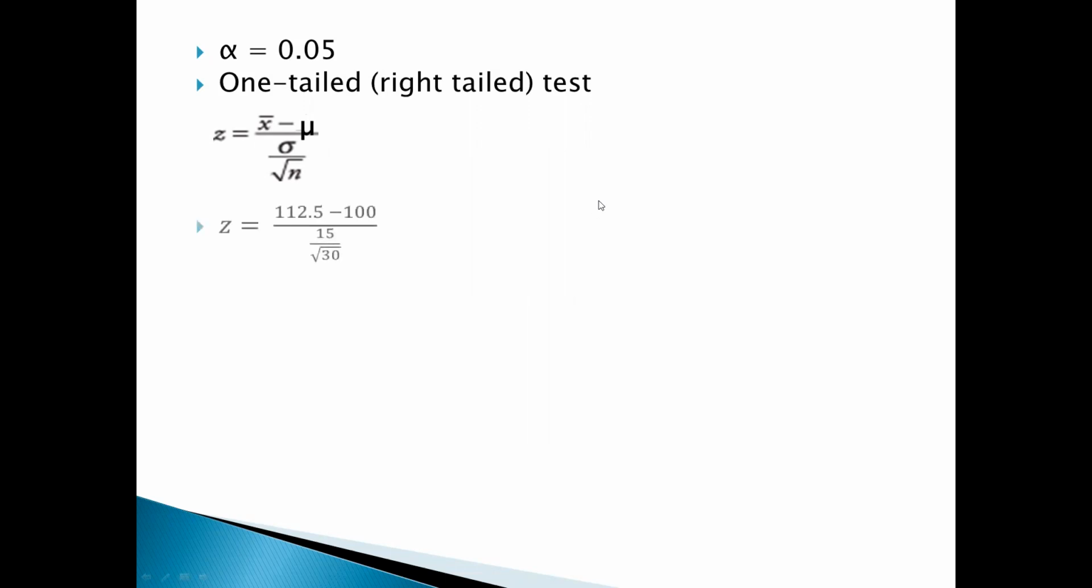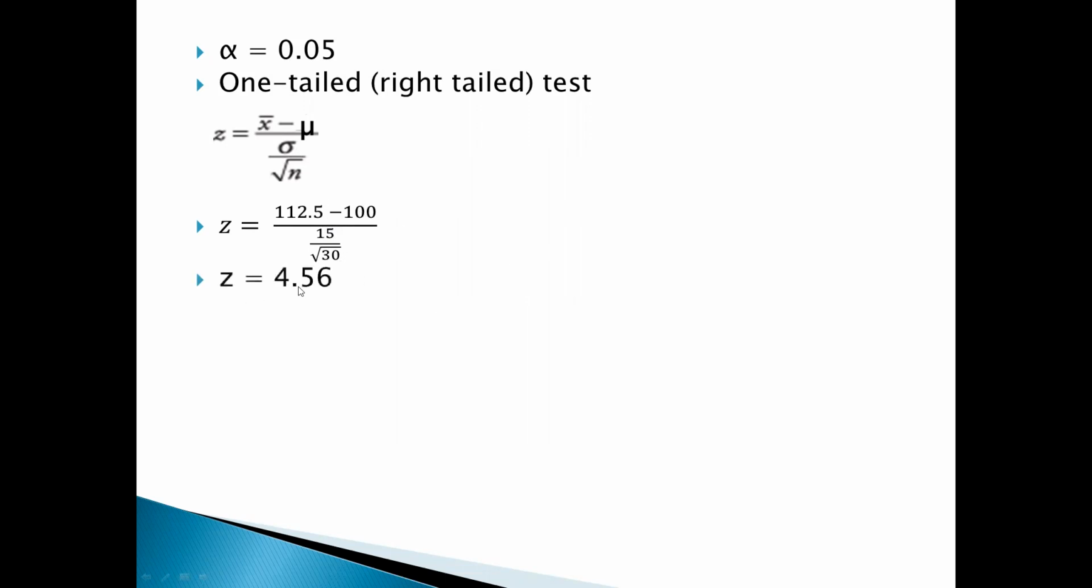So the second step is to identify, of course, the given alpha, which is 0.05. And still we are using a one-tailed test because the claim is greater than the population mean. So that means it's a right-tailed test. So again, we are using a one sample z-test because the population standard deviation is also given. So we plug in the given values. The sample mean is 112.5 minus the population mean of 100, divided by the population standard deviation of 15 over the square root of 30, which is the sample size.